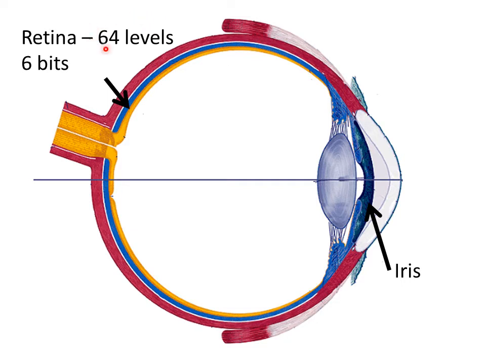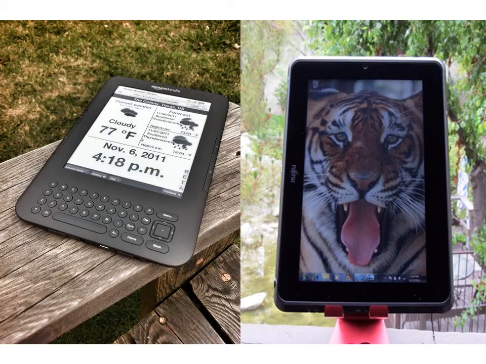Now, since there are only 64 levels on each of these sensors, if you do a little bit of math, you figure out that you only need 6 bits to store that. We usually use 8 bits, mainly because 8 bits forms a nice byte and it's easy to compute with. But you only really need 6 bits to take care of what the retina can actually sense. So 6 bits on each sensor will give us enough to duplicate what the retina can sense.